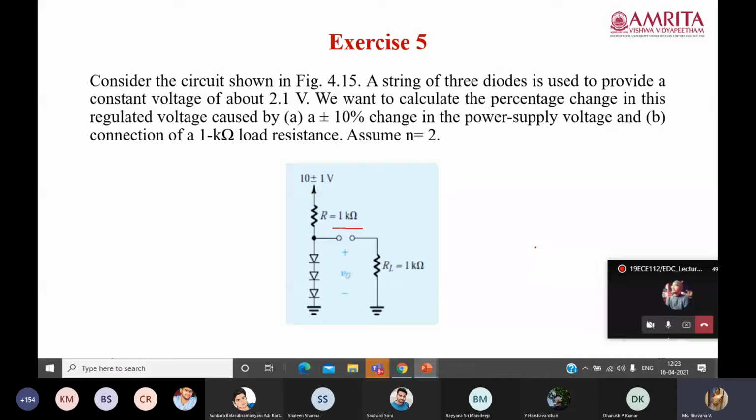So first we'll find out without connecting the load resistor. Three diodes are used here. So the total drop across the 3 diodes is 2.1 volt. So what will be the drop across each diode? 0.7 volt.